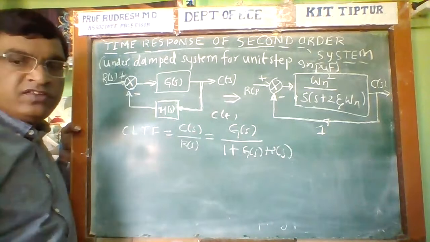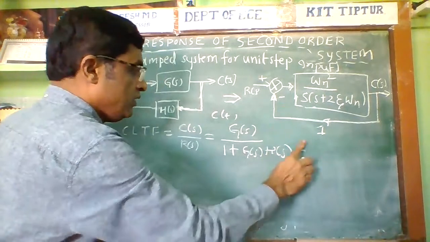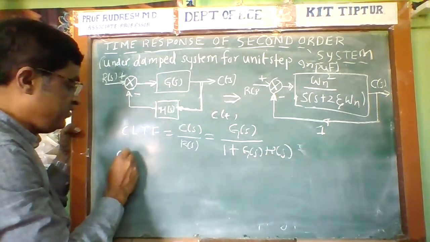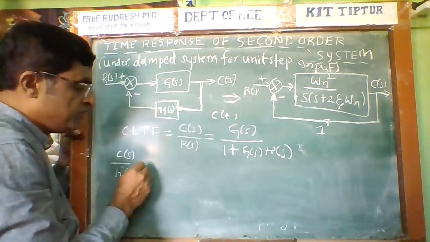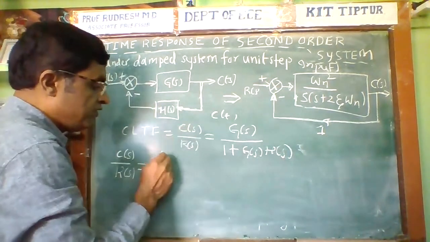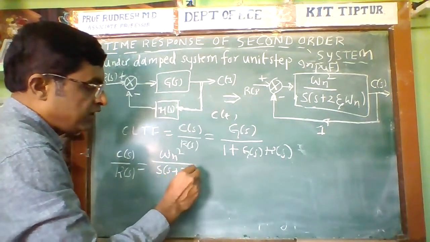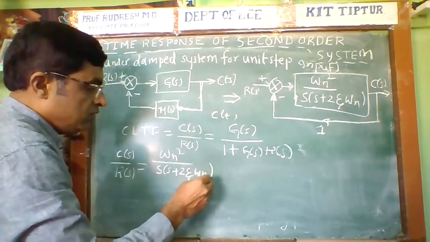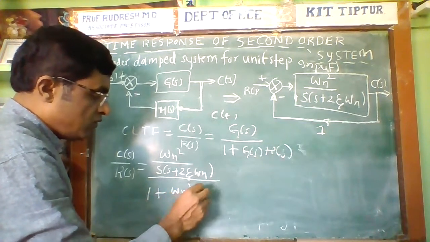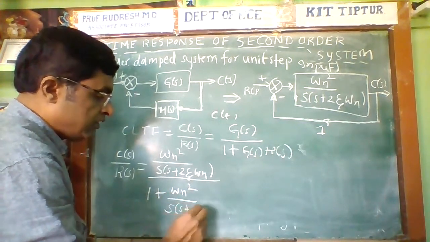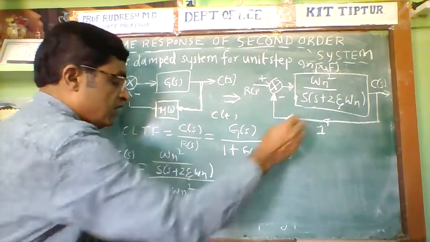Now what is the value of G(s)? G(s) is ωn². C(s) divided by R(s) is the closed loop transfer function of this closed loop system. Now G(s) value is ωn² divided by s(s + 2ζωn), divided by 1 + ωn² divided by s(s + 2ζωn), into H(s), whose value is equal to 1.